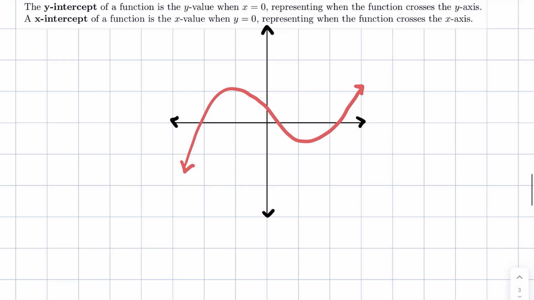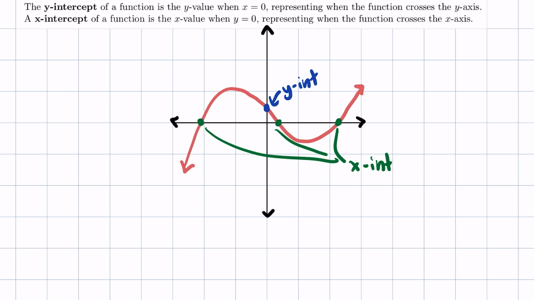The next thing is x and y-intercepts. So the y-intercept is the y value when x equals 0. So that's when the graph of the function crosses the y-axis, right? So we can see here we cross the y-axis here. So this is going to be our y-intercept. Now, x-intercepts are basically the same thing, but for the x-axis, right? It's when y equals 0 and when the graph is crossing the x-axis. So that happens here, here, and here, right? All of these are going to be x-intercepts.